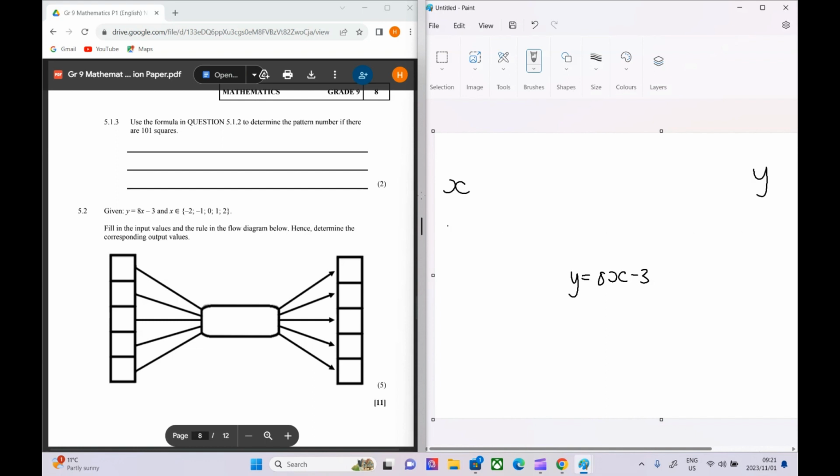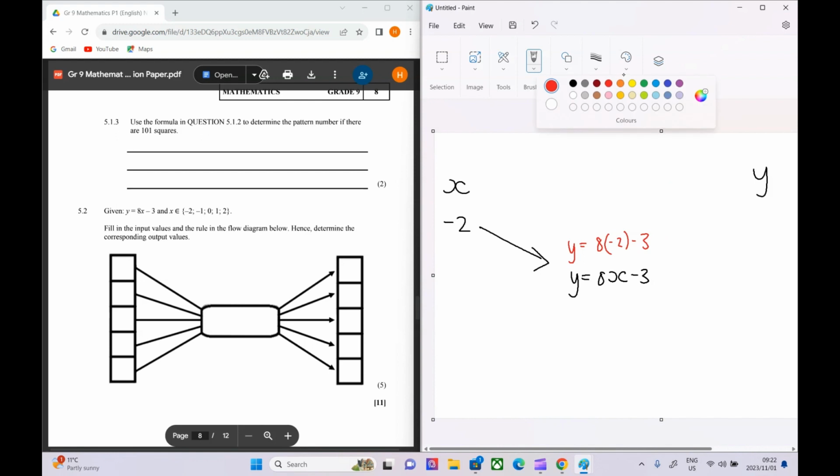Okay, so if I plug in x is minus 2, all you're going to do is work out this formula with minus 2 as x. So we are going to say y is equal to 8 times minus 2 minus 3. And then we will get our y value out. So that's what they want. They want to know what y value do we get out when we put that x value in. And so 8 times minus 2 is minus 16. Minus 3 is then minus 19. So that's what we get for that top value. And we just go through like this for all of them.